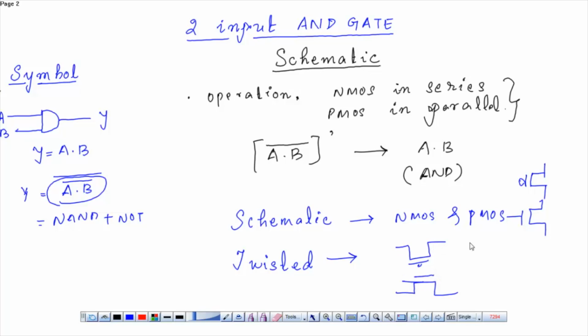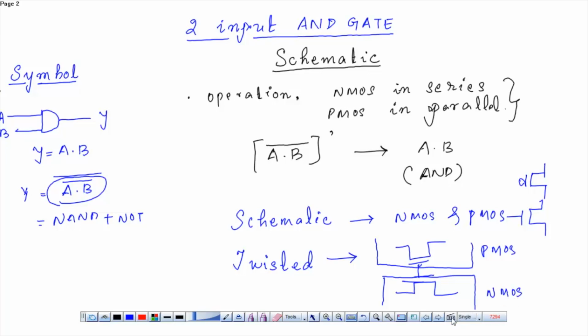We will twist the PMOS and the NMOS and place it so that this becomes very convenient for us to draw the layout. We'll place all the PMOS in one place and we will place all the NMOS in one place. This is the PMOS and this is the NMOS.